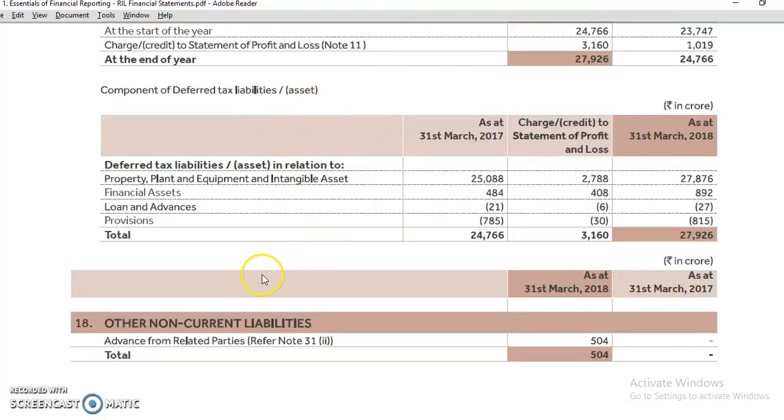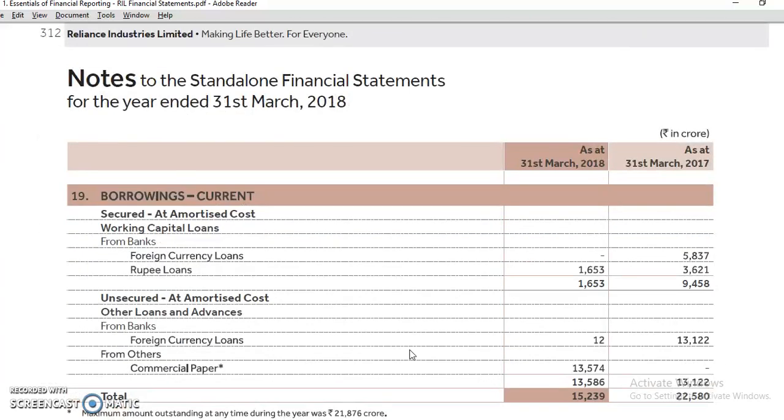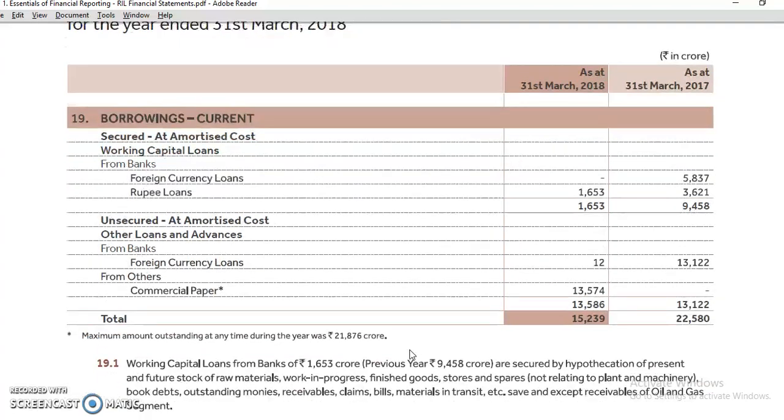Now the next line here is other non-current assets, advance from related parties. So they have taken some advance. In the previous videos we saw this company has been giving advances to their related parties. In this particular case, they have taken some advance from the related parties. So these were all the non-current assets, with non-current liabilities which are not going to be settled within the coming 12 months.